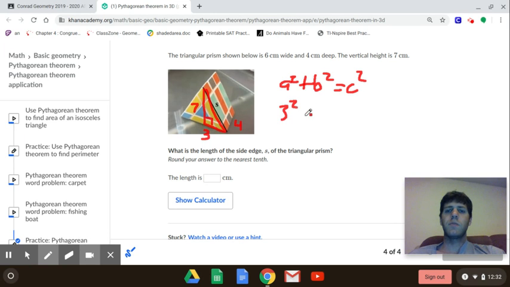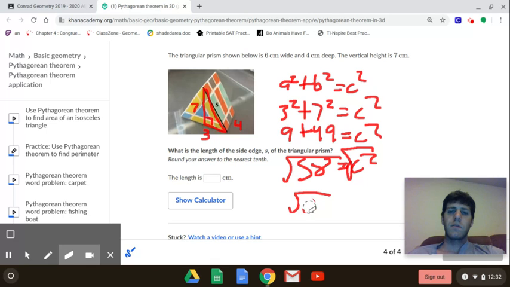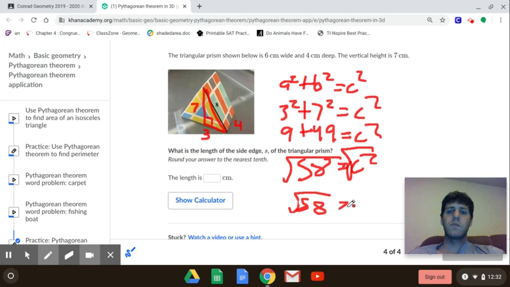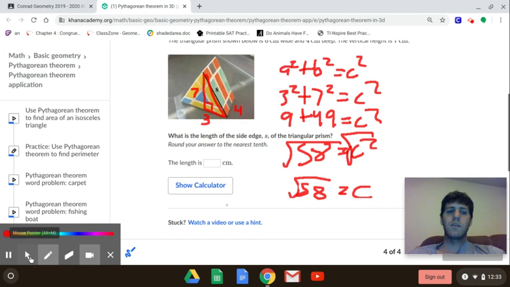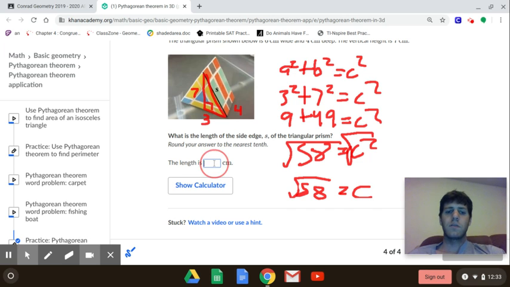Okay, so we're looking at 3 squared plus 7 squared equals c squared. That's going to be 9 plus 49 equals c squared. That's going to be 58 equals c squared. Square root both sides, so you get the square root of 58 equals c. Okay, and we want to use the calculator then to find the decimal to the nearest 10th. So square root of 58 equals 7.6. Okay, so we can then put our answer in, 7.6.